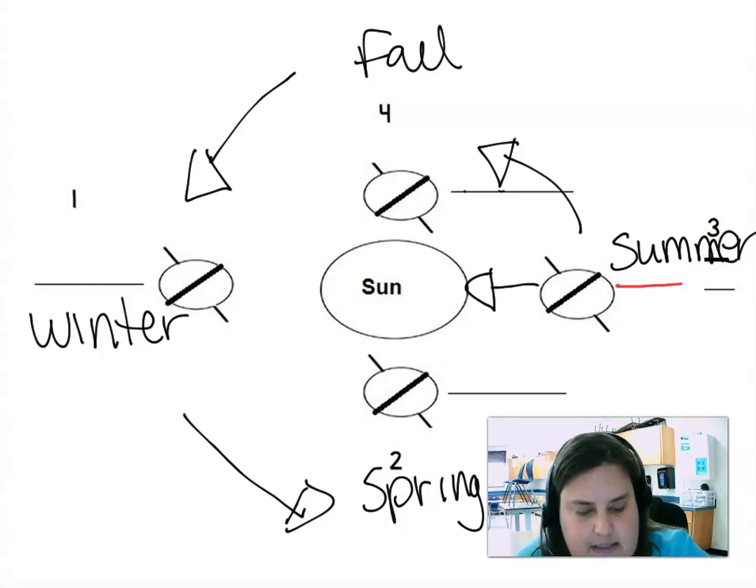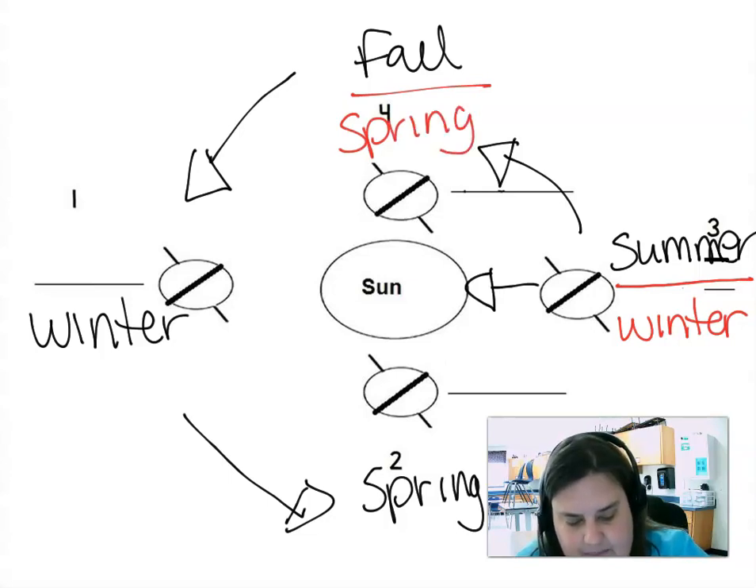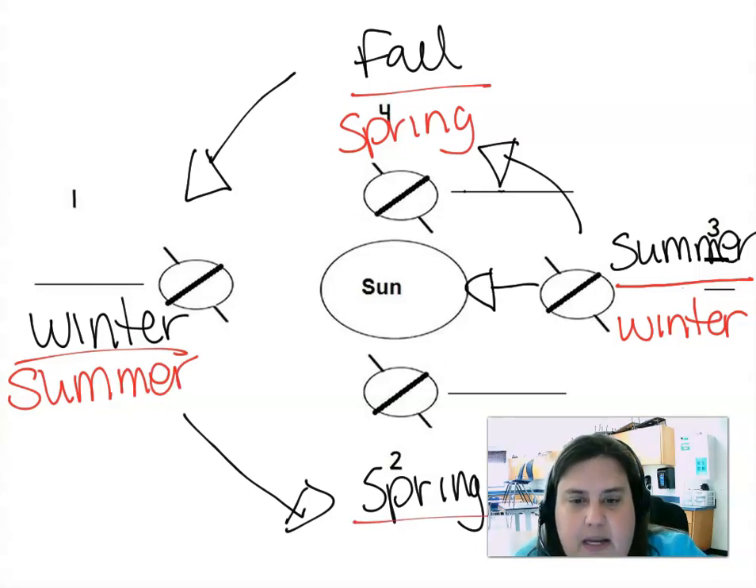So if it's summer in the northern hemisphere, it is winter in the southern hemisphere. If it is fall in the northern hemisphere, it is spring in the southern hemisphere. If it is winter in the northern hemisphere, it is summer in the southern hemisphere. And if it is spring in the northern hemisphere, it is fall in the southern hemisphere.